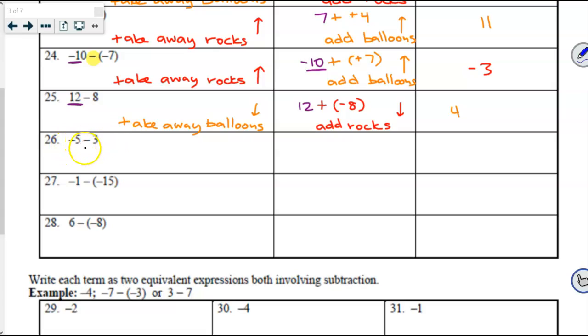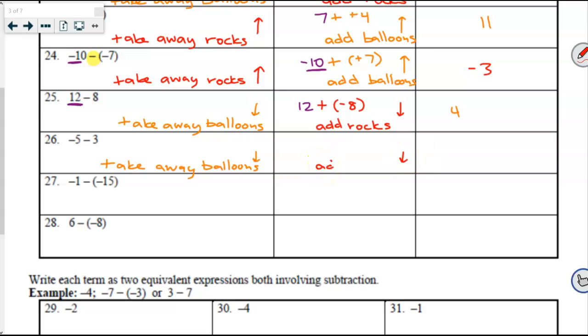-5 minus 3. This is a takeaway problem, yes. What kind of a takeaway problem is it? John, is that a hand raise? Okay, go ahead. Yes, this is a takeaway balloons problem. Again, practice that self-talk. When I take away balloons, what happens to the basket? It goes, Riley. It does go down. What else can I do to make the basket go down? Caitlin. We can add rocks.